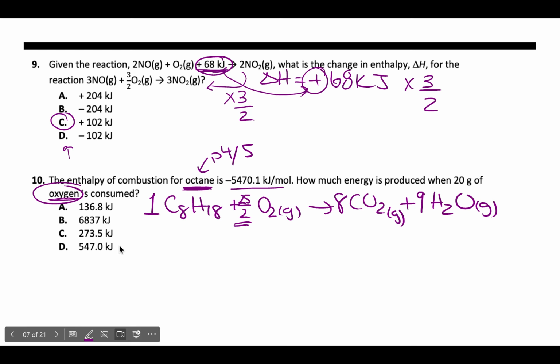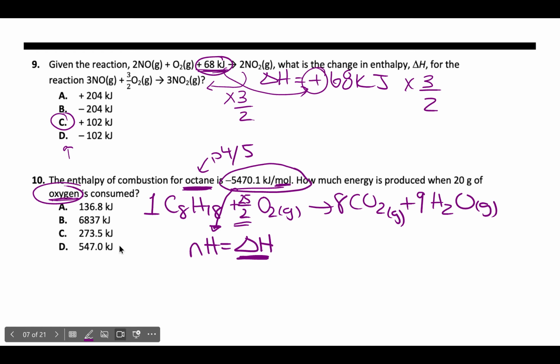So now I'm going to be using the formula nH equals delta H. It's asking how much energy would be produced. So we're looking for delta H, and this value, the enthalpy of the reaction, is going to go in for H, but it is a molar enthalpy, so we have to divide by the amount of moles.